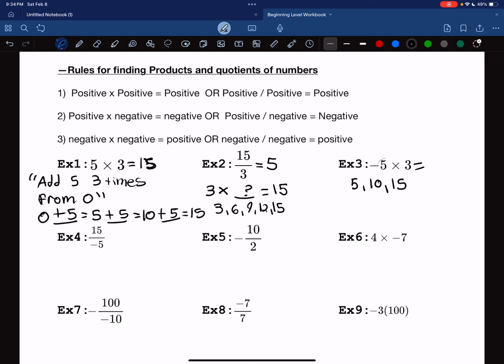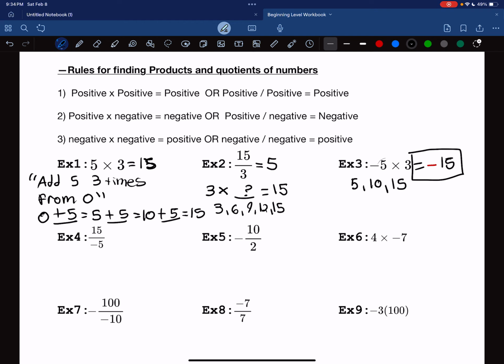So before I write the answer, taking a look at our second rule here, since we have a negative being multiplied by a positive, our answer is going to be a negative number. So let's write out that negative symbol. And since we counted up by 5 3 times and our last number is 15, that is going to be our answer. So our answer is negative 15.